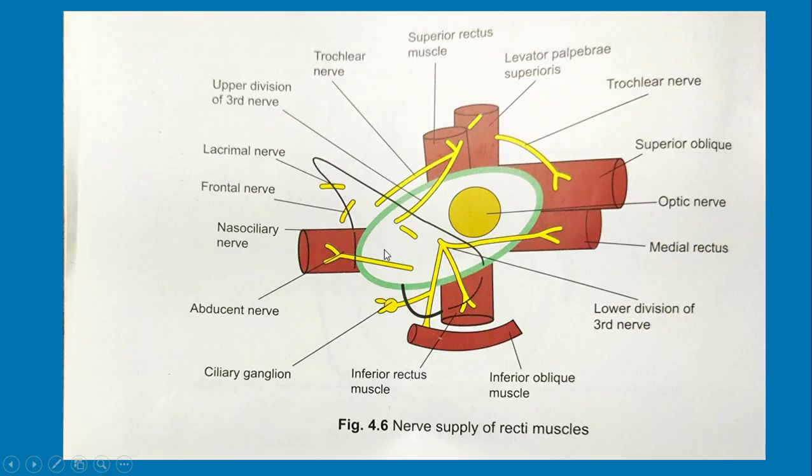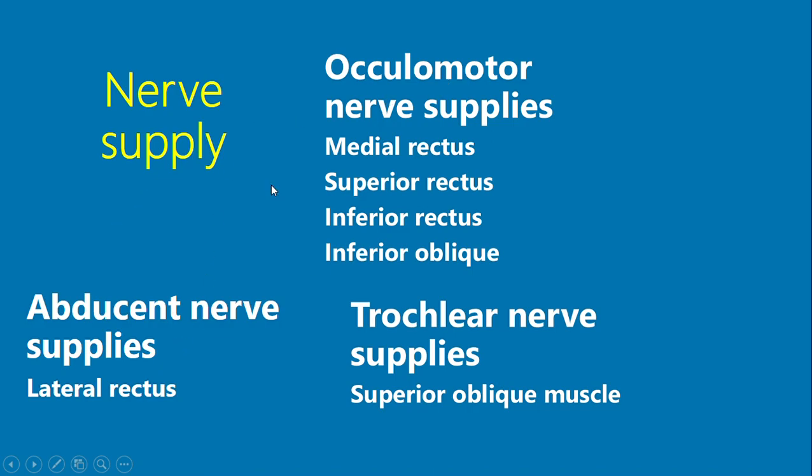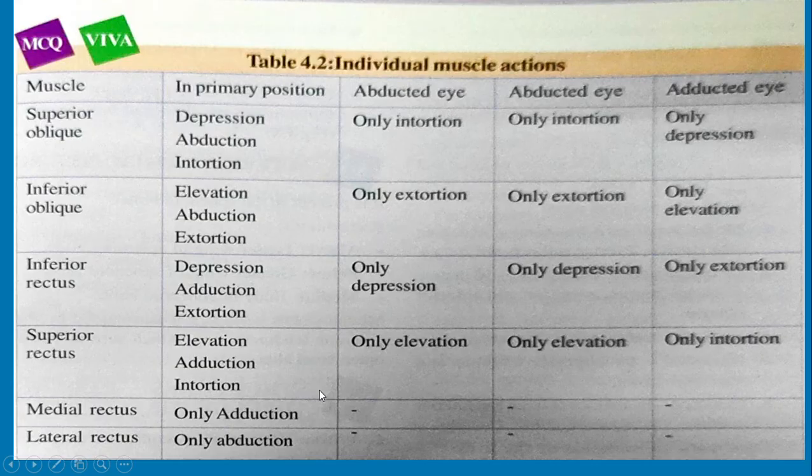These are the muscles innervated by the nerves. The oculomotor nerve, third cranial nerve, supplies the superior rectus, medial rectus, inferior rectus, and the inferior oblique muscles, whereas the lateral rectus is supplied by the abducens nerve, and the superior oblique is supplied by the trochlear nerve. All the recti muscles, medial, superior, inferior, with the inferior oblique, are supplied by the oculomotor nerve. The trochlear nerve supplies the superior oblique muscle. The abducens nerve supplies the lateral rectus.